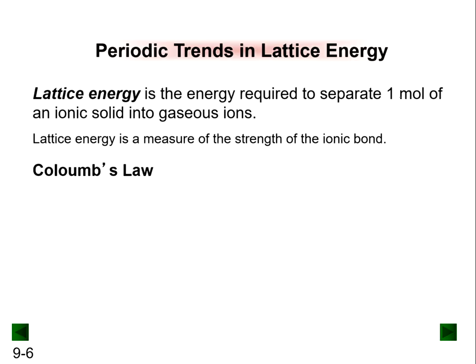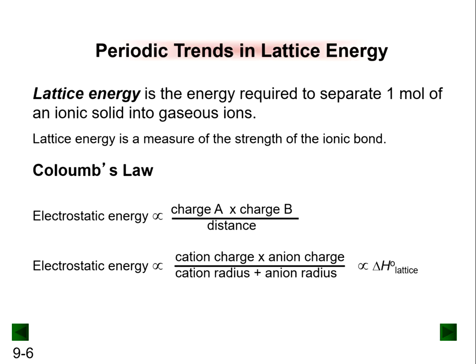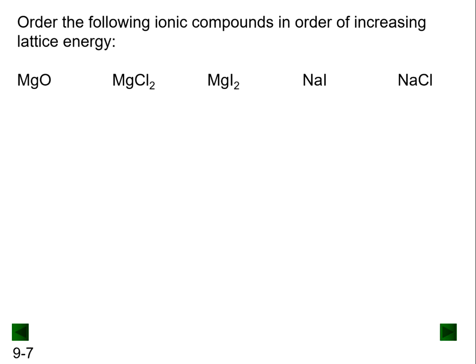We have our periodic trends in lattice energy, and we understand that as the charge goes up, the lattice energy goes up, and as the size of the ion gets smaller, the lattice energy goes up. So based on those trends, order the following ionic compounds in order of increasing lattice energy: magnesium oxide, magnesium chloride, magnesium iodide, and sodium chloride. Take a moment to do this.